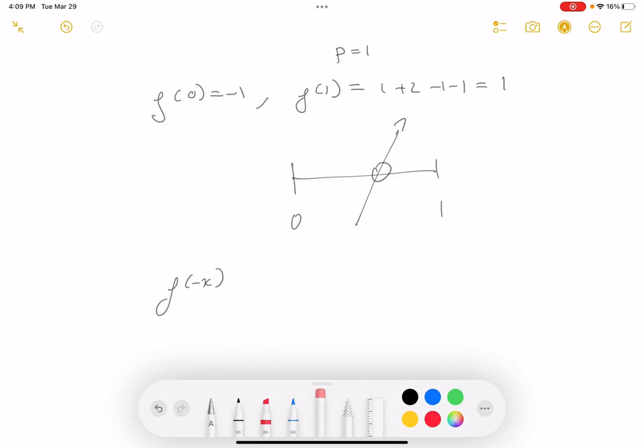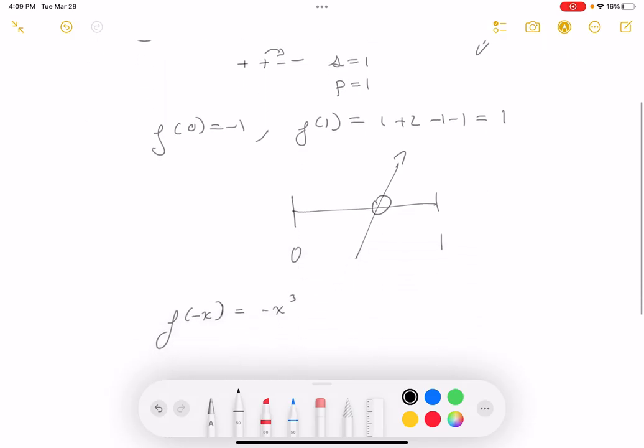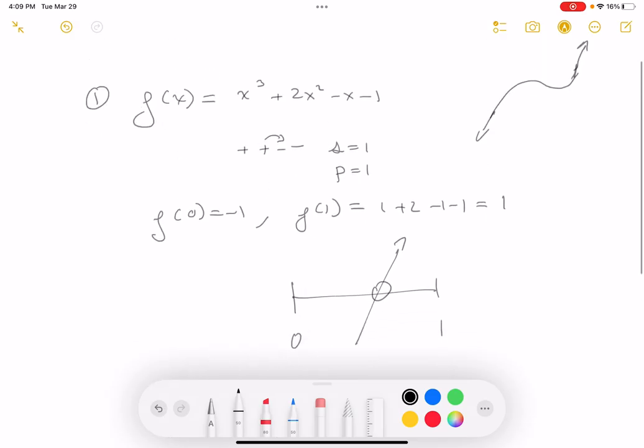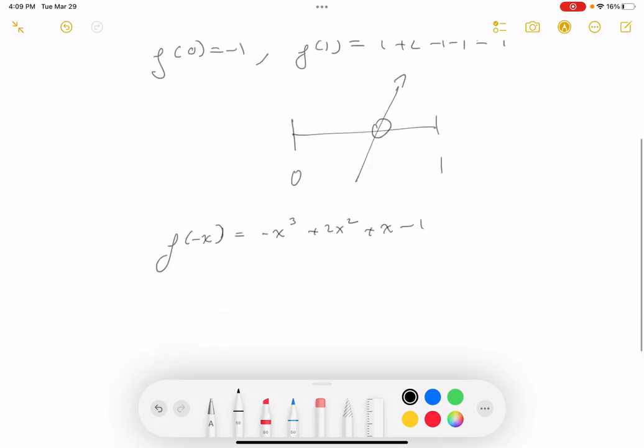And let's put this down then. So what's f of minus x? So the negative roots become positive roots. And what do you get there? Let's take a look. So what's f of x? I got to remind myself. Oh, so it's going to be minus x cubed plus 2x squared plus x minus 1. So let's just look at the sign changes. And what are you going to get over here? Well, it's going to be negative, positive, positive, negative.